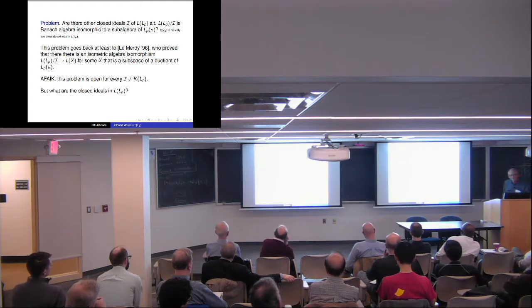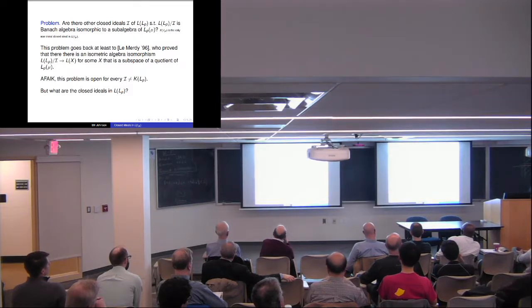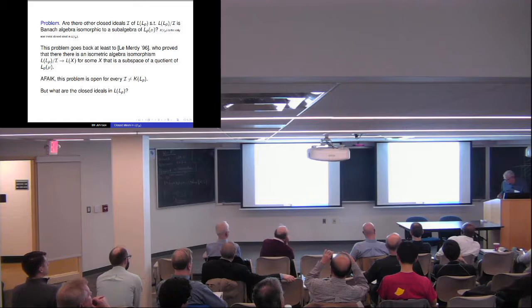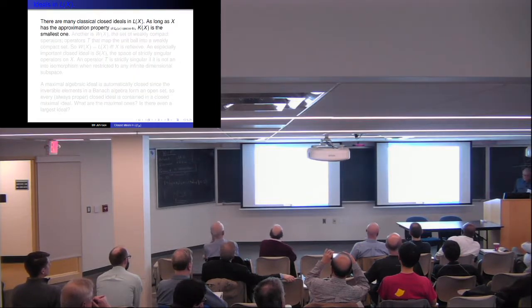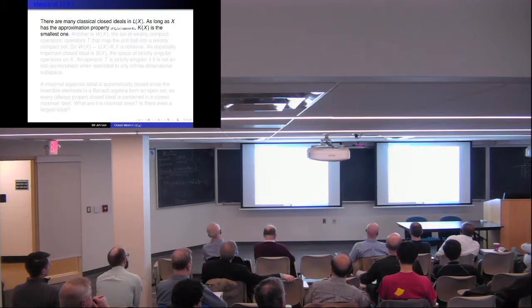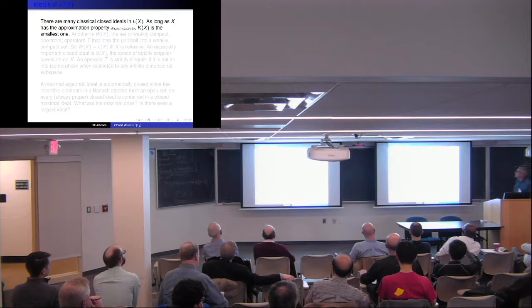But now we come to the really fundamental result. What are the closed ideals in the bounded operators on LP? There's more than one if you get away from P equals 2, but what are they? Well, let's first think about just the case of the bounded operators on a general Banach space and how you can build ideals in there.